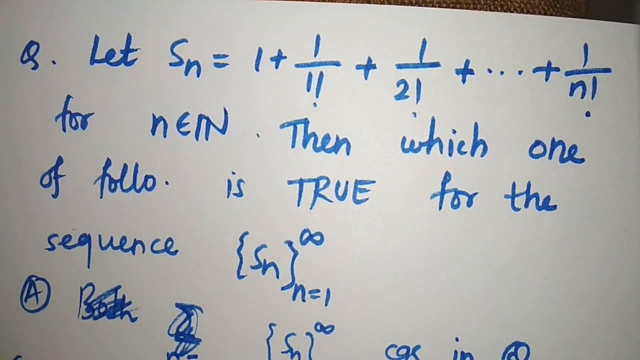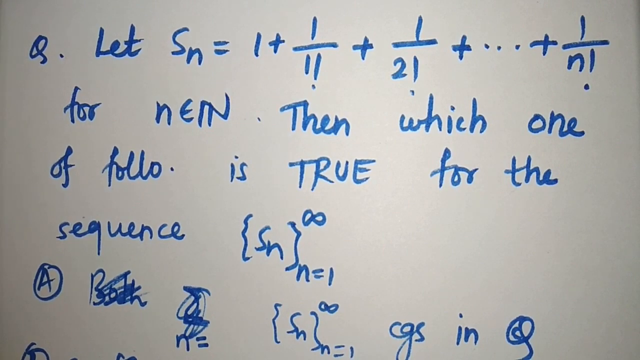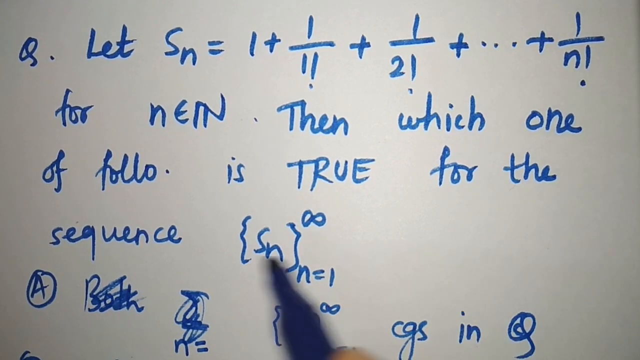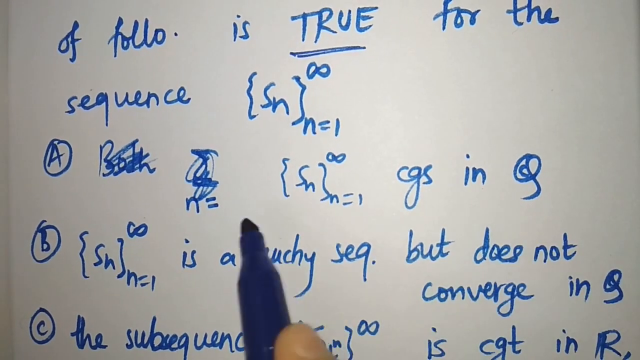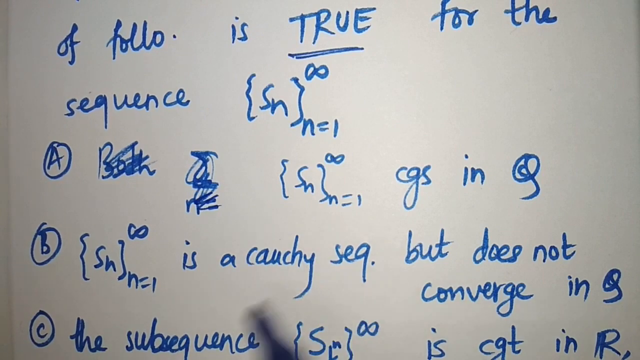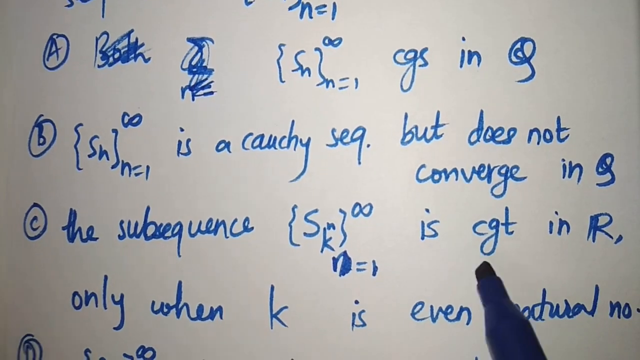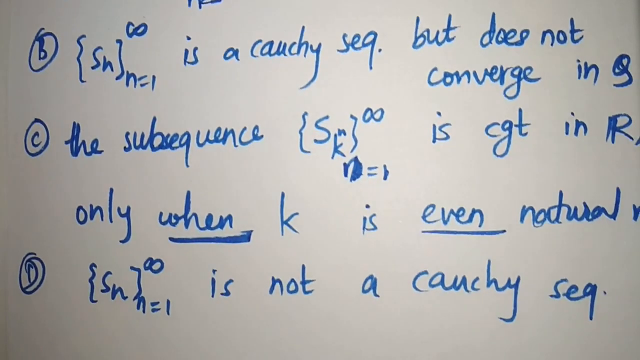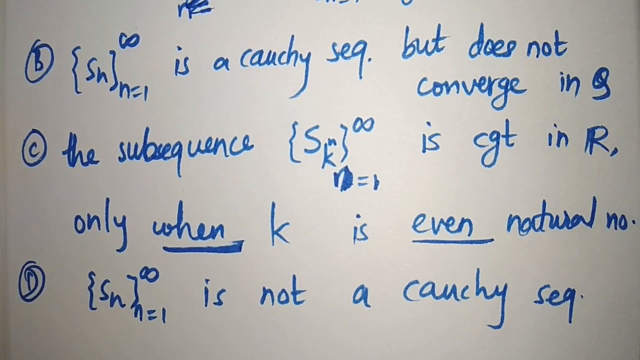Let us solve another question. The question is, we have given Sn is equal to 1 plus 1 by 1 factorial plus so on up to 1 by n factorial for n belongs to N, and which of the following is true. So for the sequence Sn, the first option is Sn converges in Q. Then second is Sn is Cauchy sequence but does not converge in Q. Third is the subsequence S_k^n is convergent in R only when k is an even natural number. And fourth is Sn is not a Cauchy sequence. So let us see which of these is true.